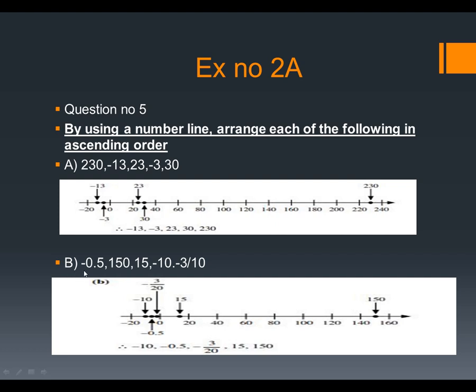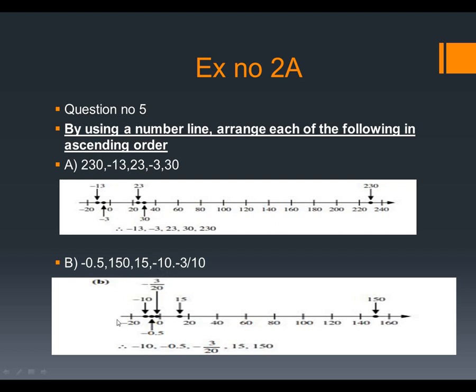In the second question we have the points minus 0.5, 150, 15, minus 10 and minus 3 over 10. Again we will make a number line, and here the greatest positive number is 150 and the smallest negative number is minus 0.5. When we solve this fraction minus 3 over 10, we will get minus 0.3. So minus 0.3 is greater than minus 0.5. The smallest negative number is minus 0.5, and then minus 10 is also here.